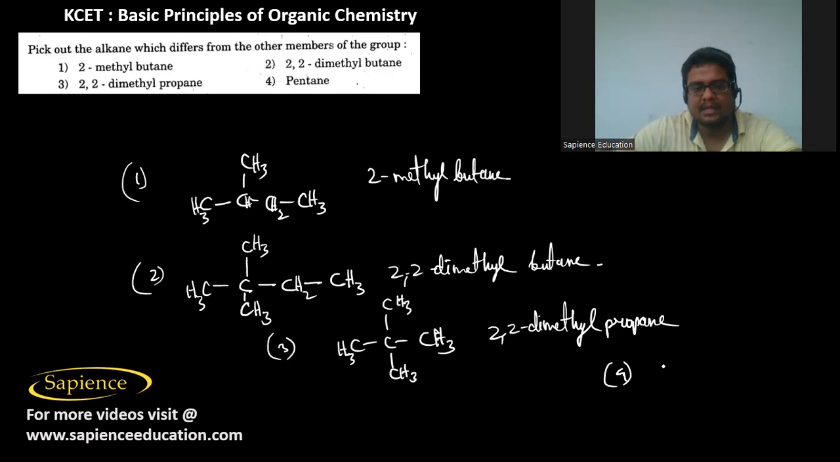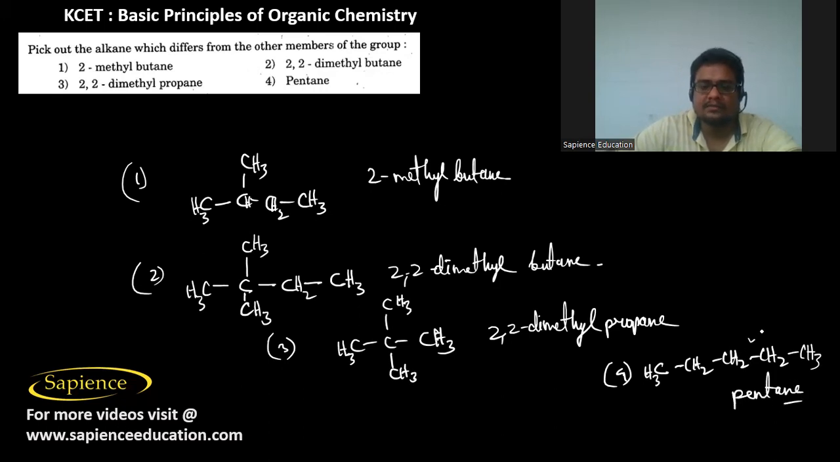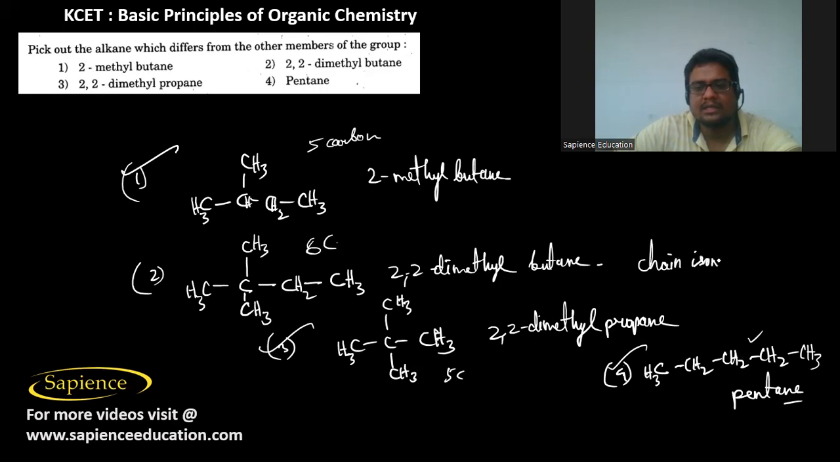And the fourth is pentane, n-pentane, CH3, CH2, CH2, CH2, CH3. So here it has 5 carbon atoms. Here also it has 5 carbon atoms. Here it has 4 plus 2, that is 6 carbon atoms. And here also it has 5 carbon atoms. So it means that 1, 3 and 4 are chain isomers, since the length of their chain is not the same.